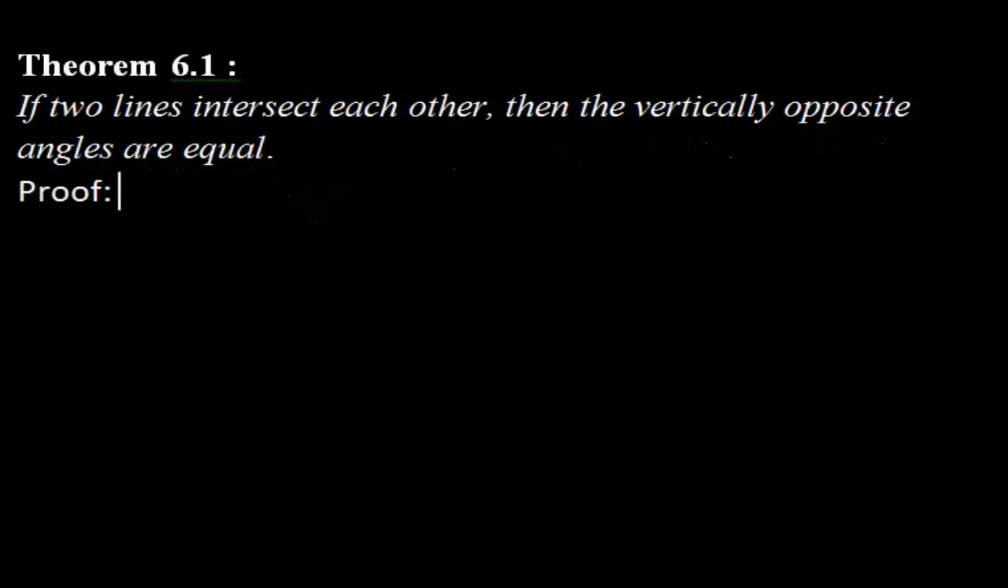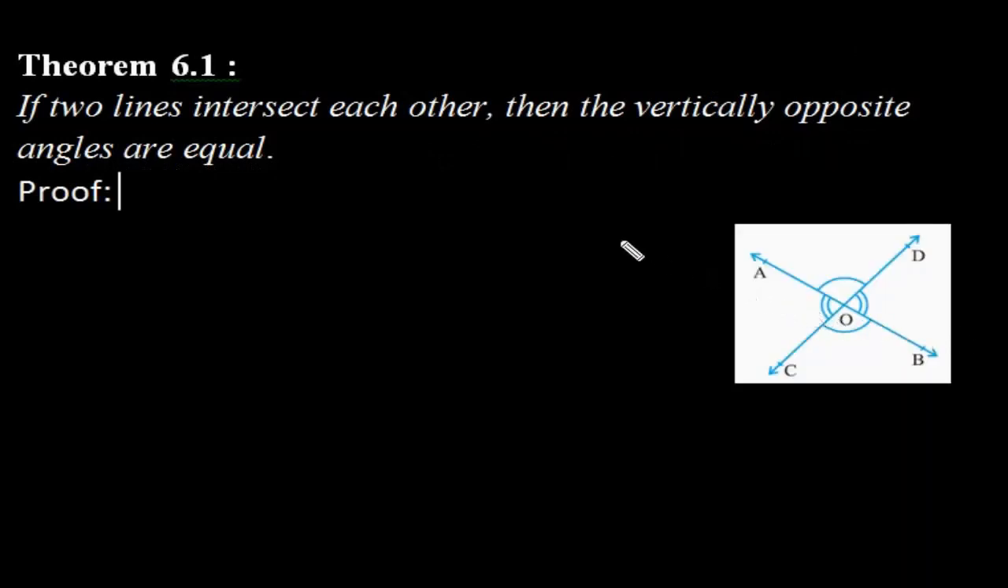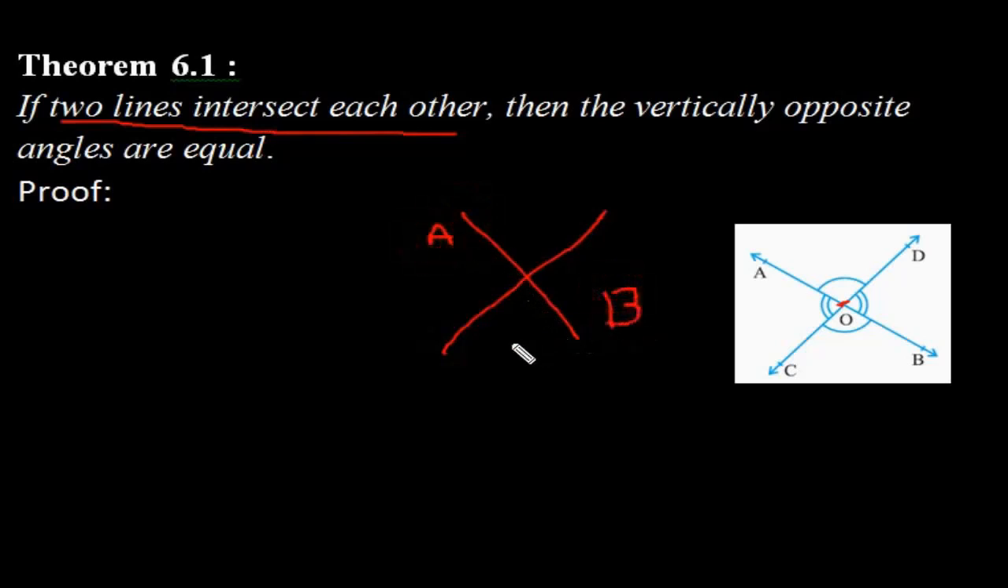So the proof of the theorem: first let us draw a diagram. Here it's given that two lines intersect each other, so we need two lines and those two lines should intersect. So I have drawn two lines, line AB and line CD. They are intersecting at a point O.